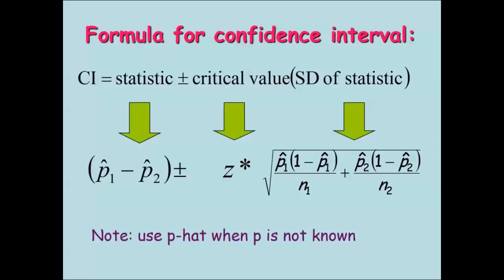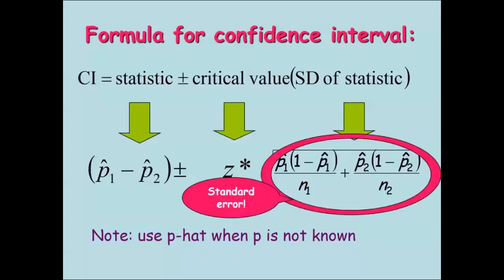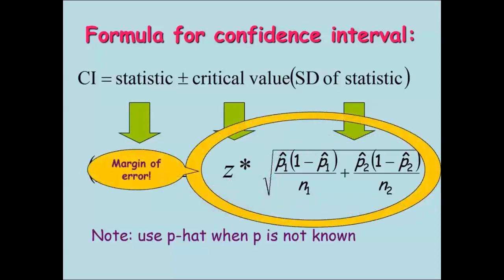Now, just FYI, we stick with p hat whenever the population parameter is unknown. This component we refer to as standard error. That's the standard deviation of the sample. And then when we take the z-star into account, that's what's called the margin of error. So that's that plus or minus certain percent off of the sample proportion.